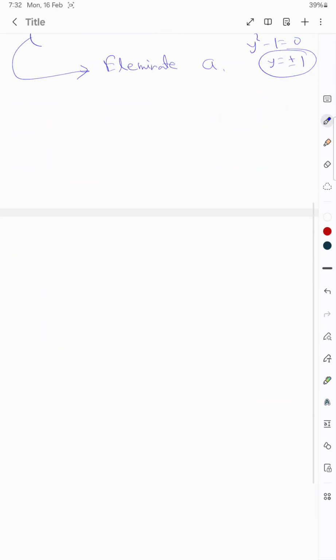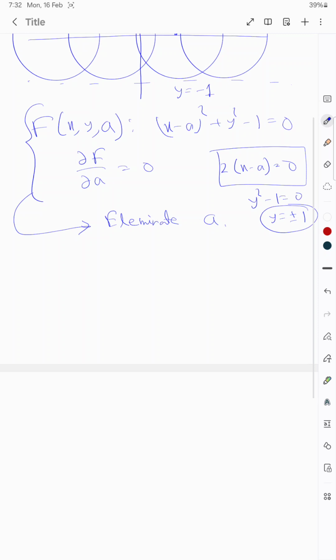Okay, so how to find the envelope, it is clear, right? Your target should be to eliminate the parameter from the given equation and the differential with respect to the parameter equal to 0. From there you have to eliminate.